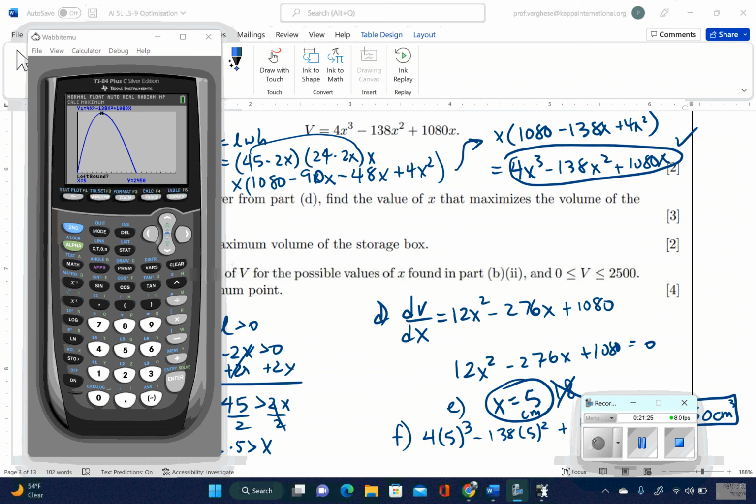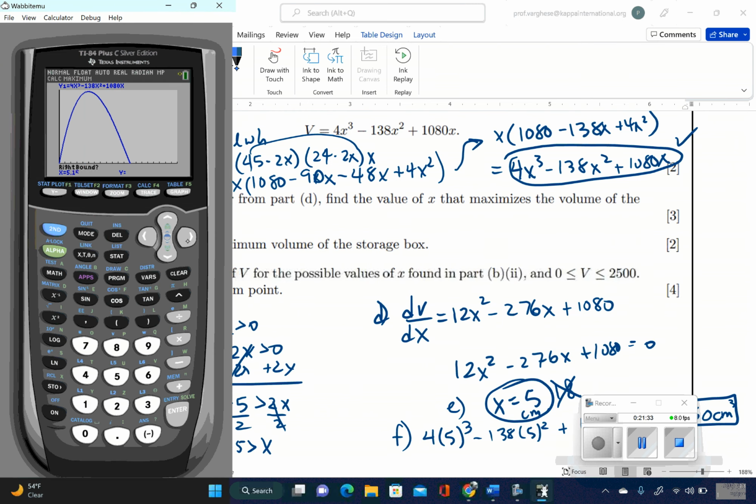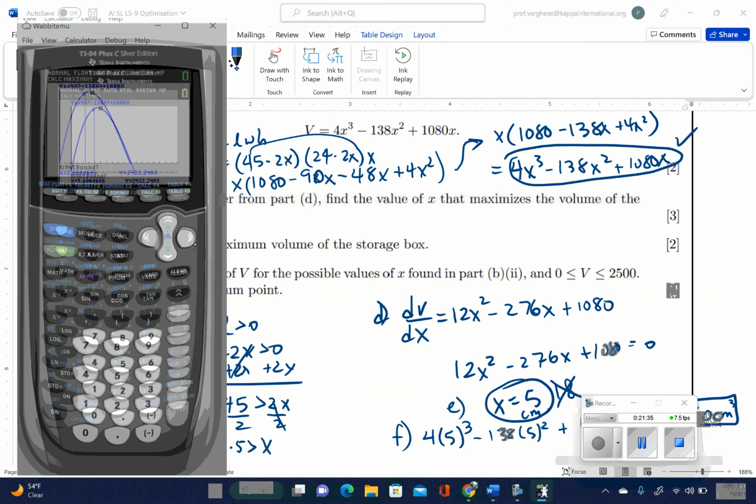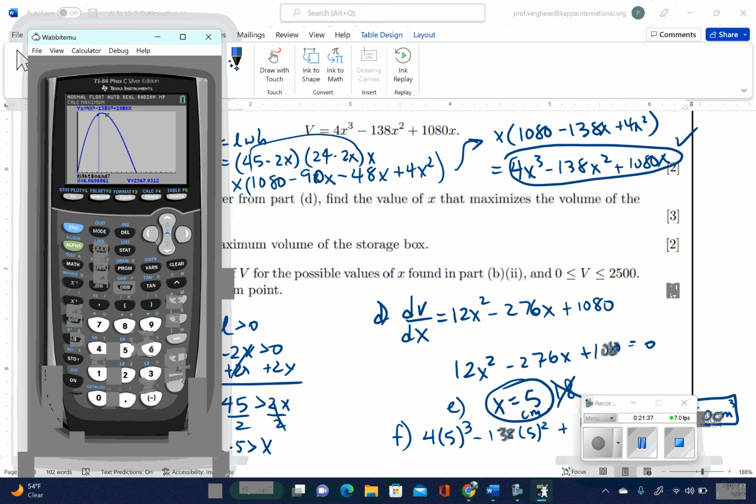If you get stuck with this in doing it yourself, call me over and I will help you with it. But this is basically what you do. Go a little bit to the left, go a little bit to the right of the point, hit enter, and go to where you think it is, somewhere over there, and hit enter, and it'll give it to you. So 5 comma 2450 is going to be the max. So you need to sketch that for this part.